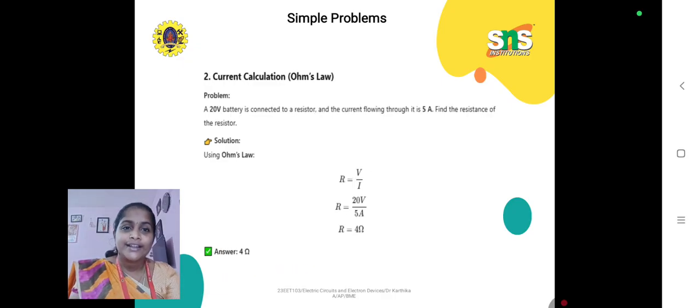The second one, resistance calculation by using Ohm's law. A 20 volt battery is connected to a resistor and the current flowing through it is 5 amps. Find the resistance of the circuit. By using Ohm's law, R equals V by I. So the R value becomes 4 ohms.